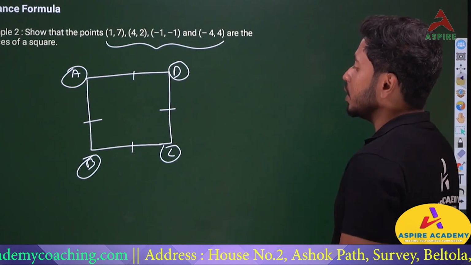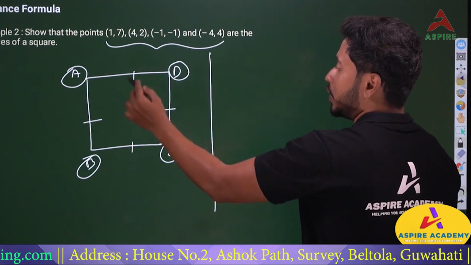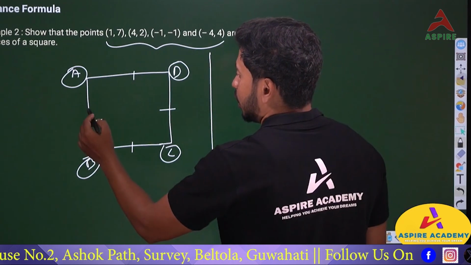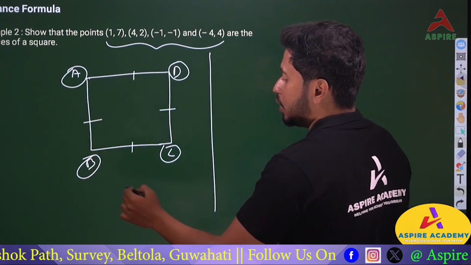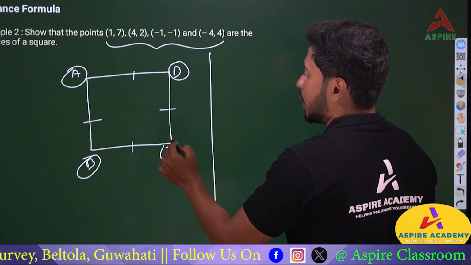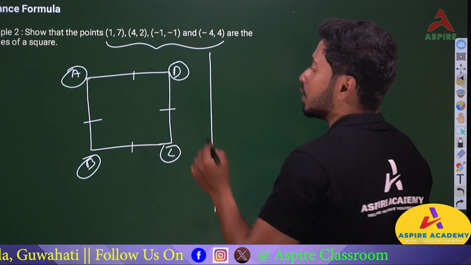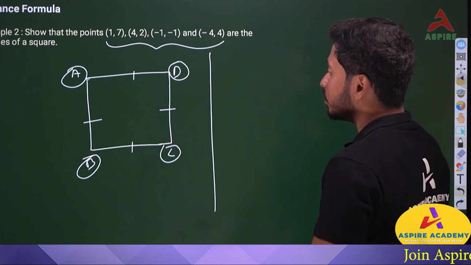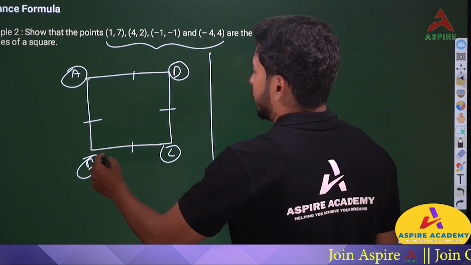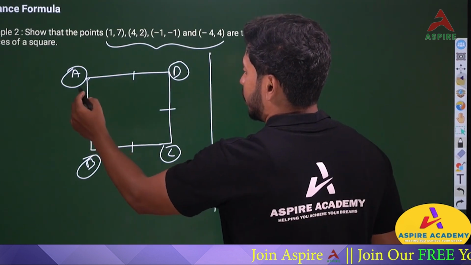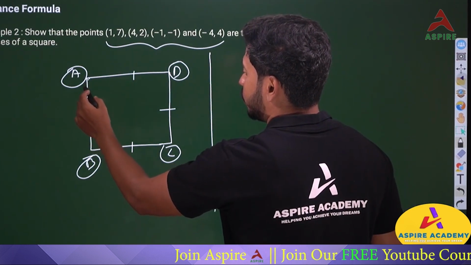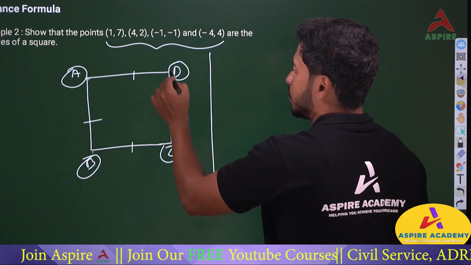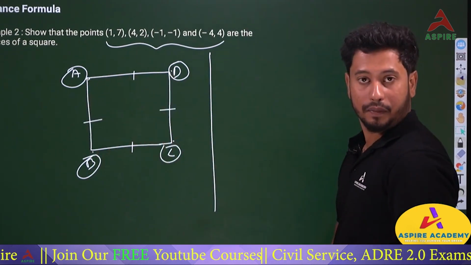Okay, so for this, if it is a square, then the length of AB, length of BC, length of CD and length of DA should be equal, right? Okay, now what we have to do first is measure the length of AB, BC, CD and DA.